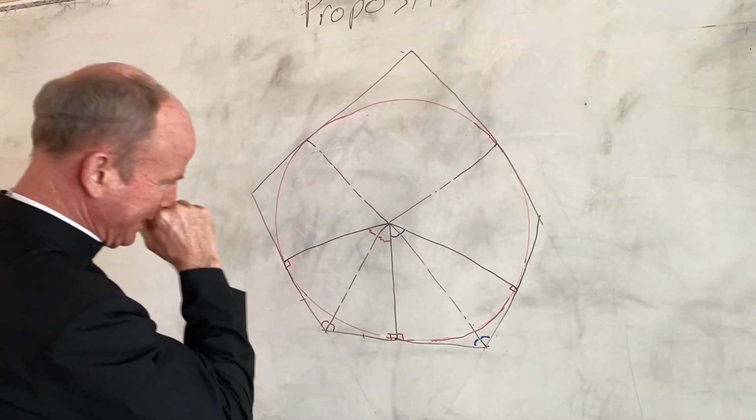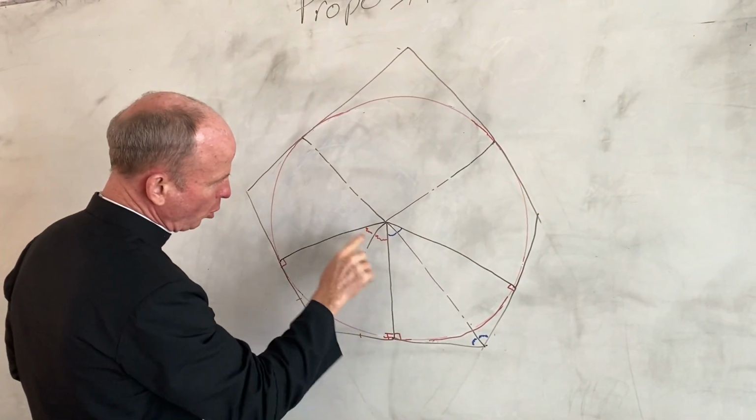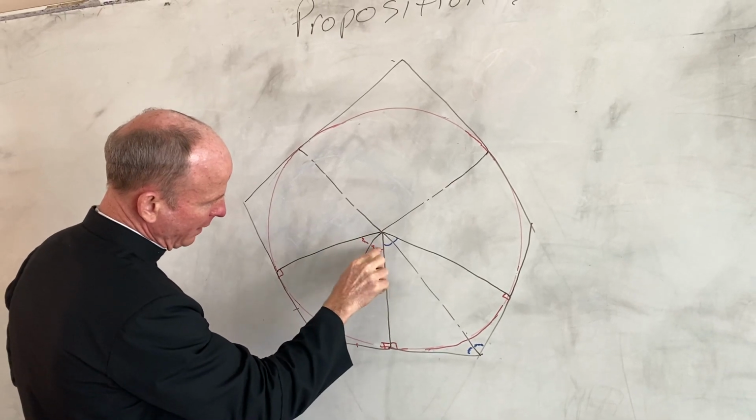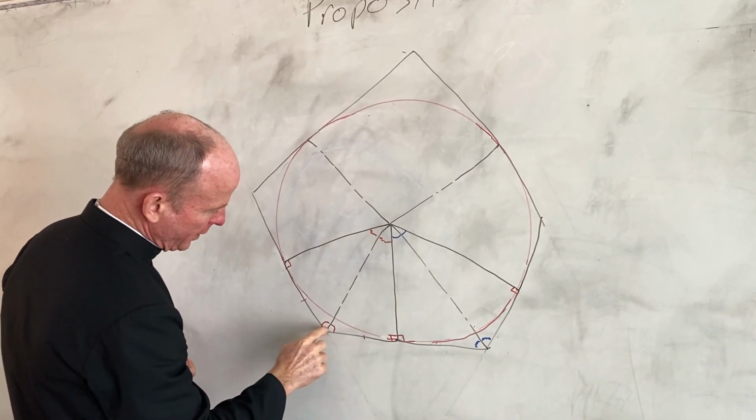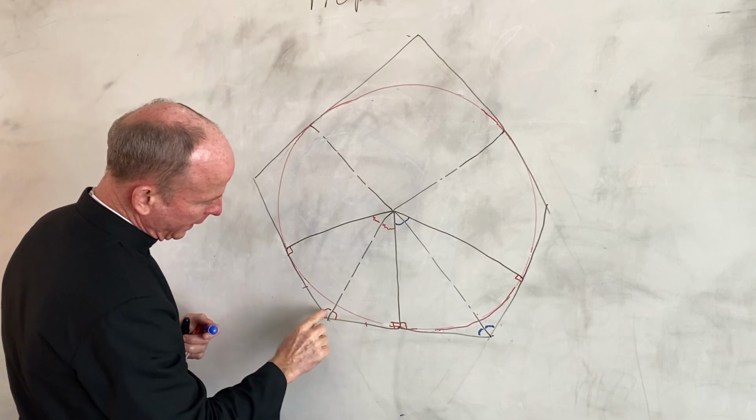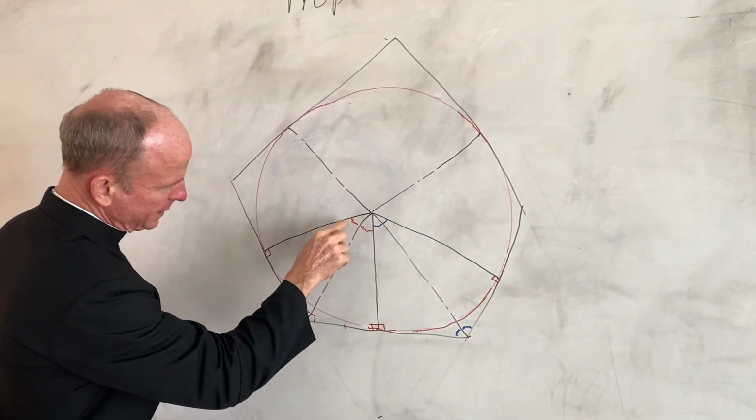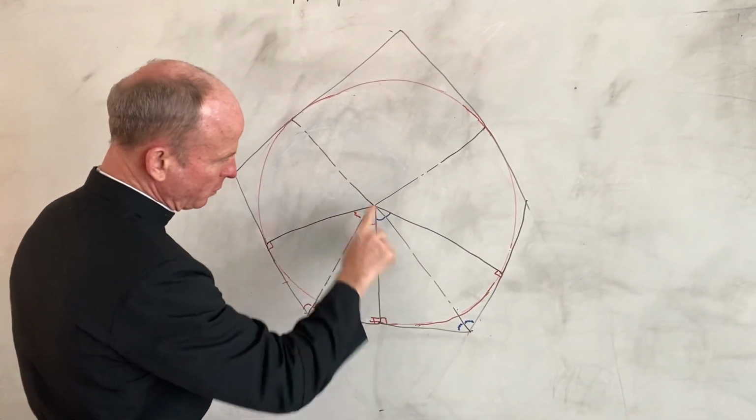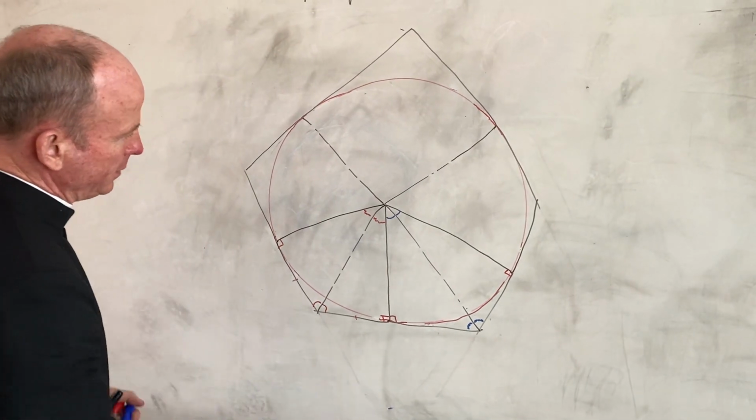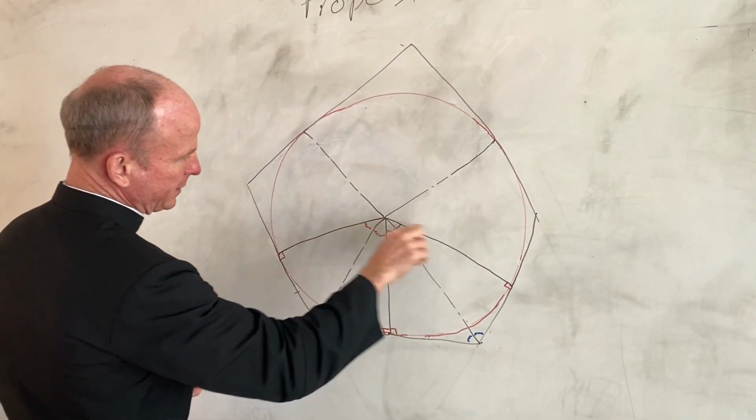Now, because these two are equal, this whole angle is double one of them. Each of these is half of the whole. Likewise over here. Okay? Now, let's show that this angle is equal to this angle.